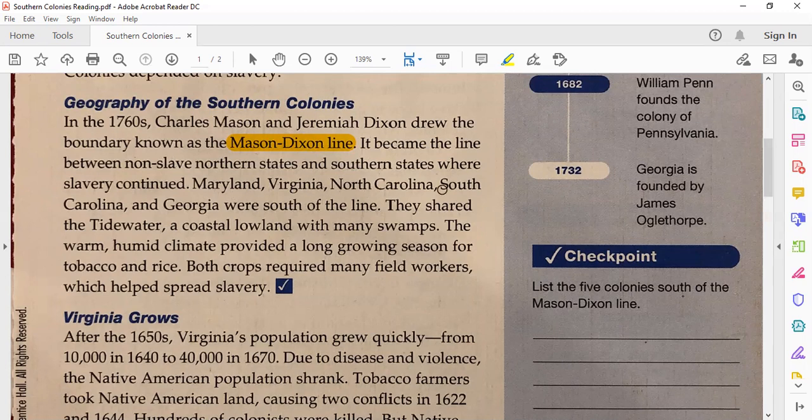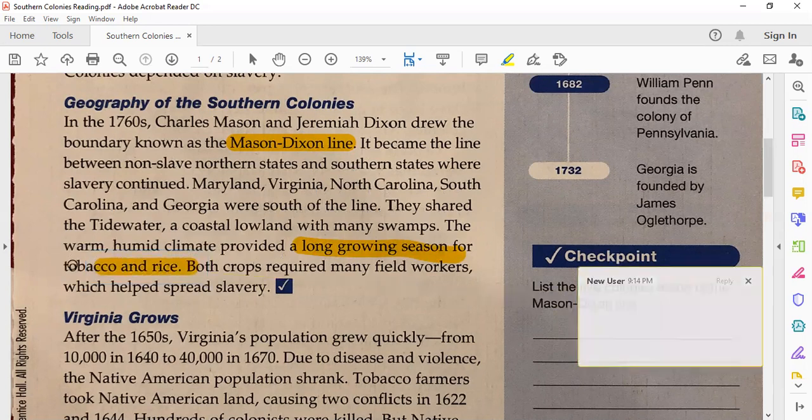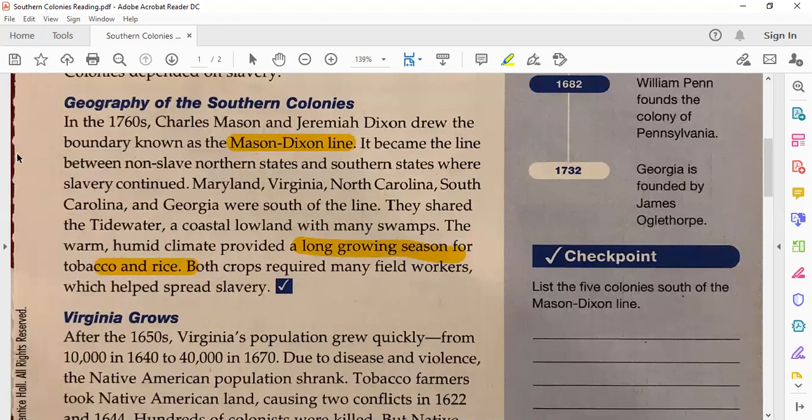Maryland, Virginia, North Carolina, South Carolina, and Georgia were south of the line. They shared the Tidewater, a coastal lowland with many swamps. The warm, humid climate provided a long growing season for tobacco and rice. And we know those two right there are the big colonial resources that we've talked about, tobacco and rice being big.